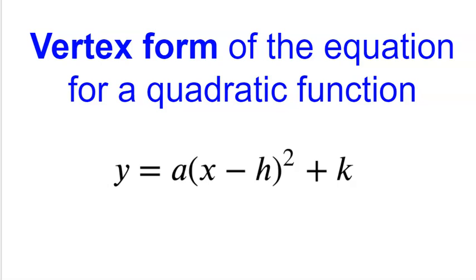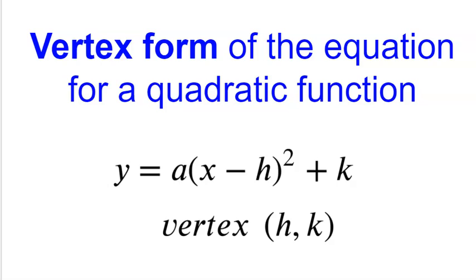The vertex form of the equation for a quadratic function is y equals a times the quantity x minus h squared plus k. The h in the formula represents the x-coordinate of the vertex, and the k represents the y-coordinate of the vertex. The a represents a dilation factor.